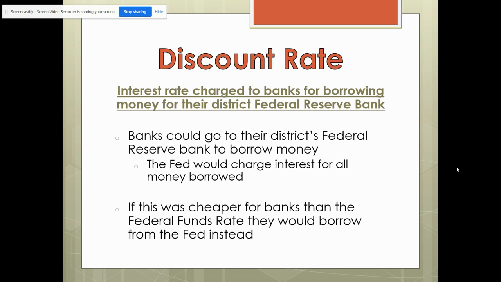Okay, so the rates are not the same. They are different. So banks can use that to determine who they're borrowing from, right? If the discount rate is cheaper, they're going to borrow from the Fed before they borrow from other banks. Unless it's a real emergency, then they're going to pay the higher rate to get the cash they need. Okay. But those are two options that banks have.